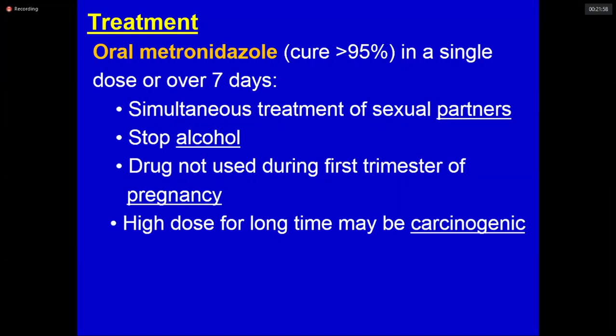The drug metronidazole should not be used during the first trimester of pregnancy because of the side effects. Sometimes a high dose for a long time of metronidazole may be carcinogenic. One should be aware of this point. Most of the cases can be treated with a single dose or can be treated for 1 week only, and everything will be okay.